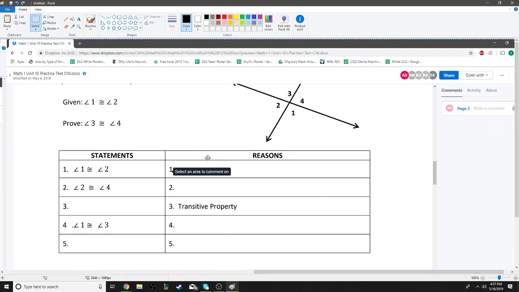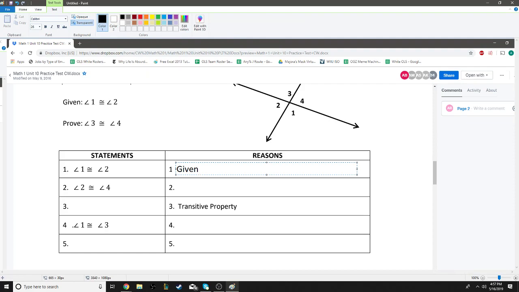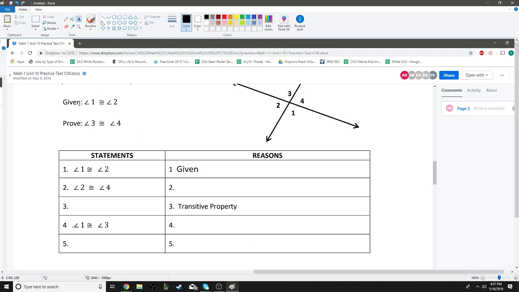Okay, next one. It's a little awkward, but whatever. So number 1, angle 1 equals angle 2. That reason is always going to be given. We know it's given because that's what it says. Given 1 equals 2.